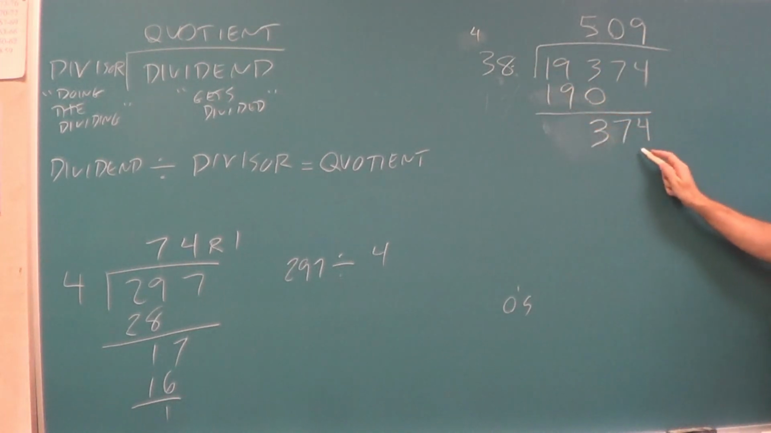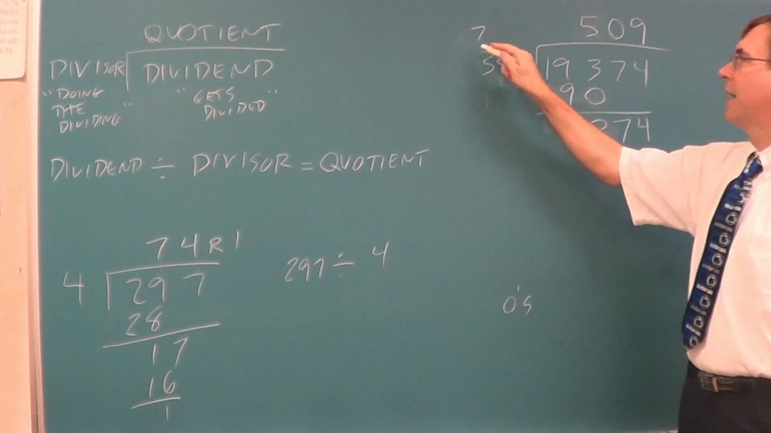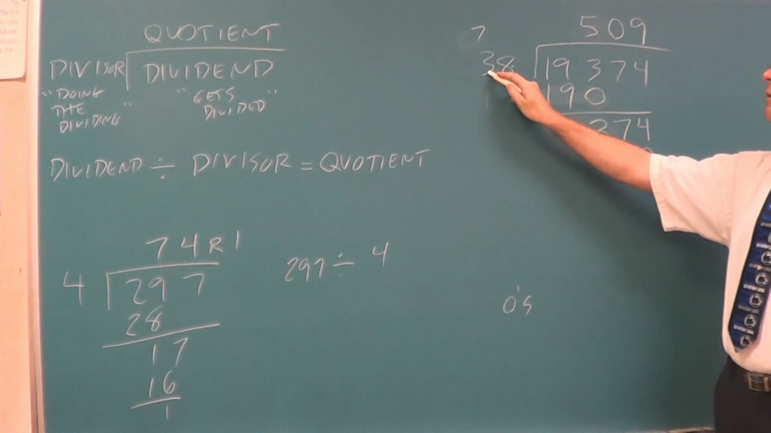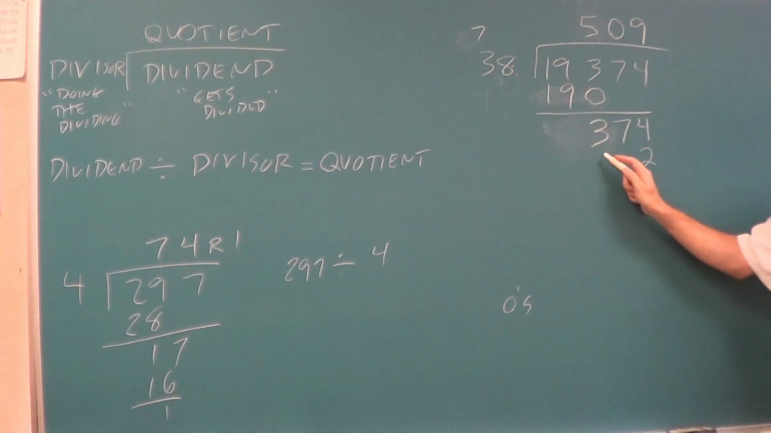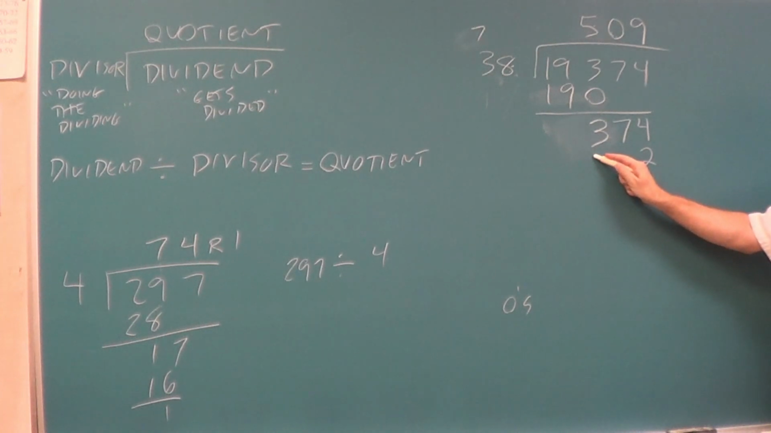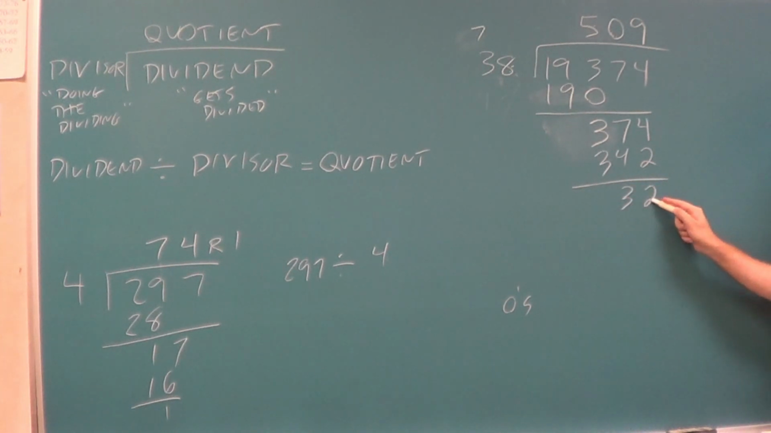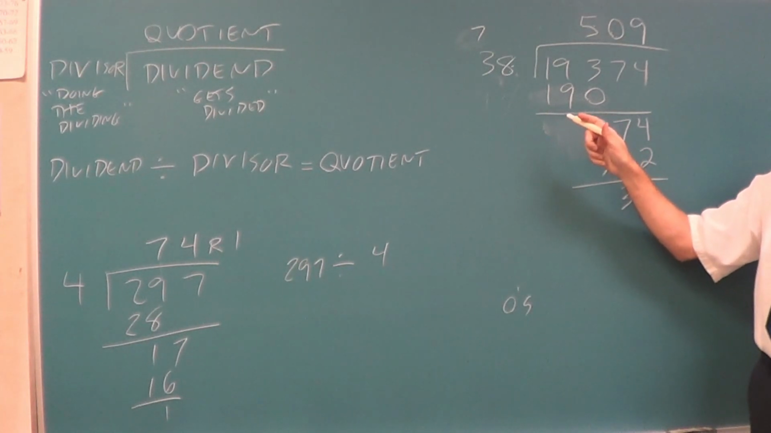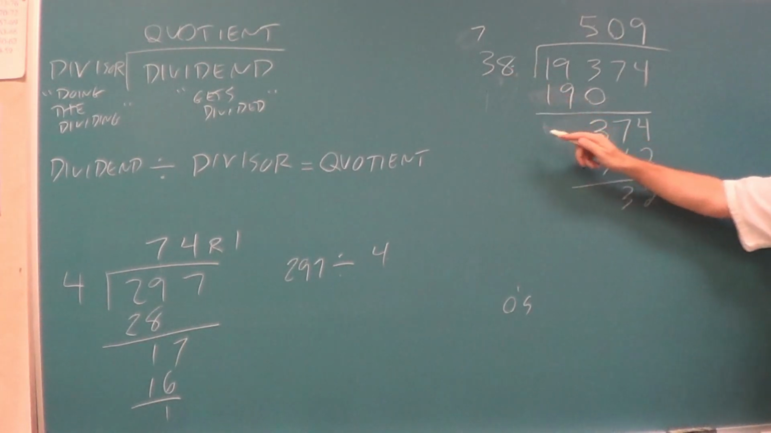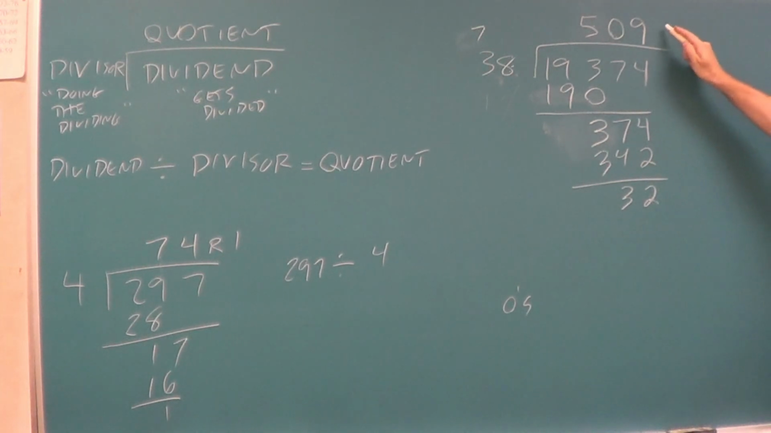But 9 times 8 is 72, so we'll carry 7. 9 times 3, 27, add that 7, 34. Subtract that, 32. Can we get 32? Is that legal? Yes, because 32 is less than 38, so we're good. And we're done, we ran out of digits, so now we're going to say R 32.